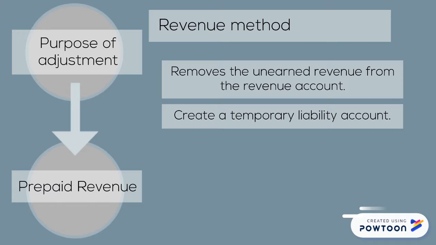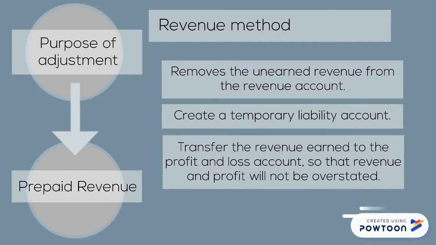Second, to create a temporary liability account. And the third one is to transfer the revenue earned to the profit and loss account so that revenue and profit will not be overstated.